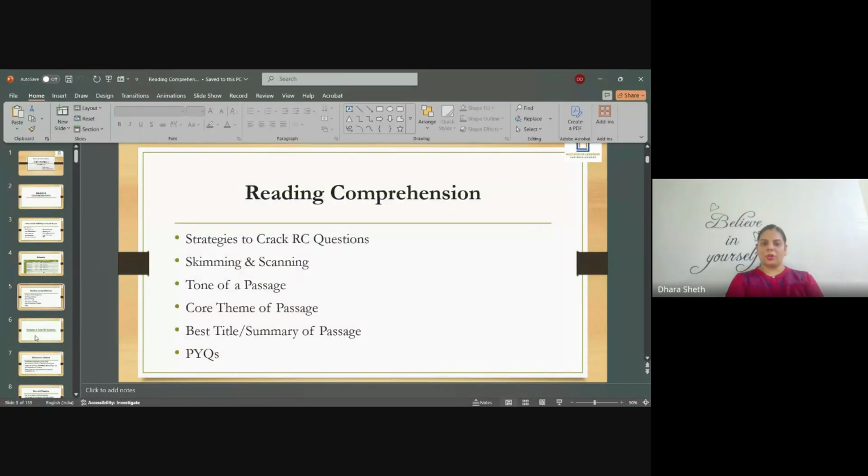Okay, so what we'll cover is strategies to crack RC, that's reading comprehension questions, skimming and scanning, how to think when you are solving questions like tone of the passage, core theme of the passage, or what could be the best title or summary of the passage, and then previous year questions.